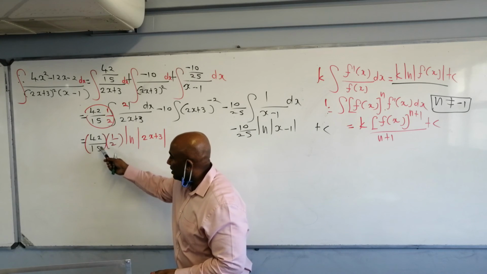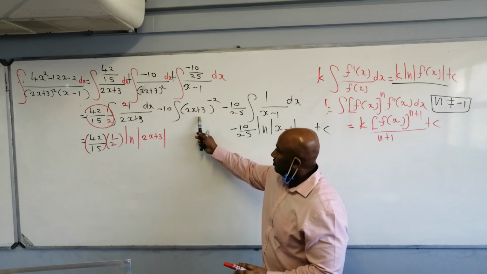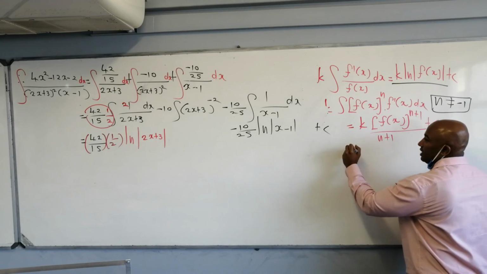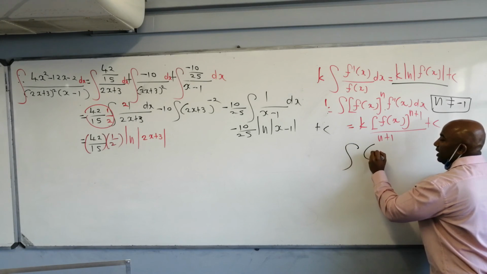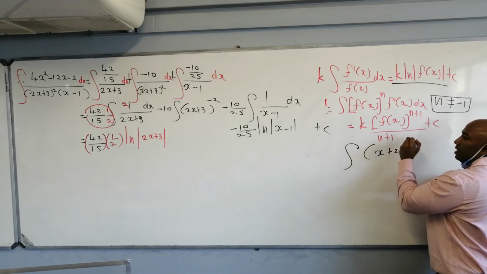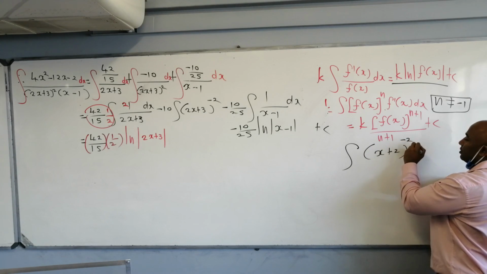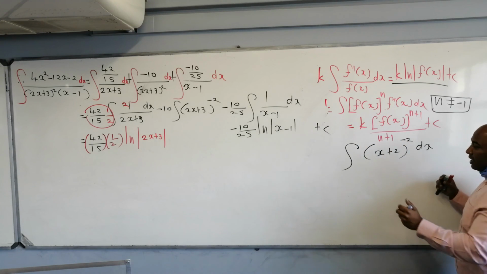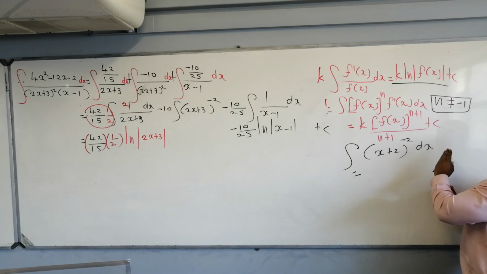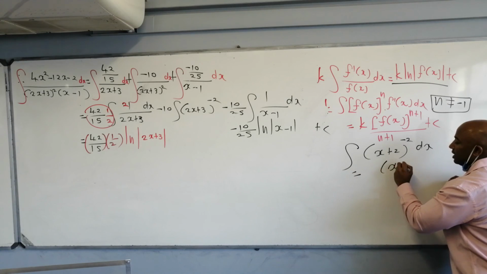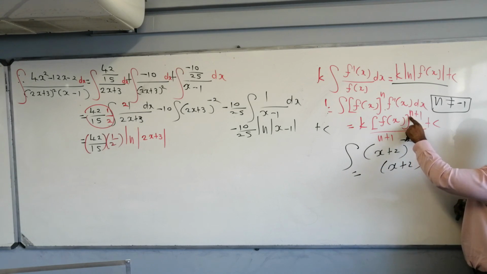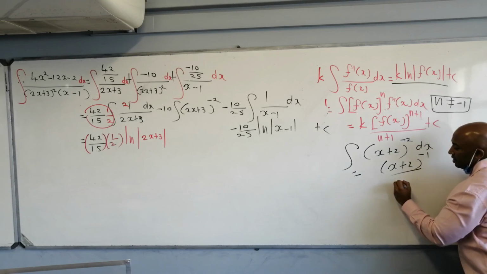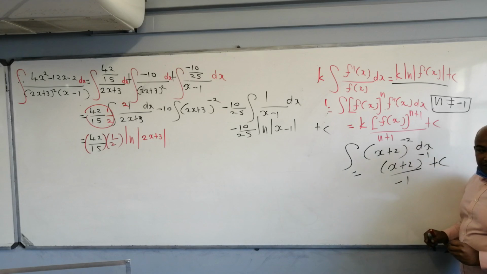Obviously you're going to work this one out. Now, what about this one? Let me show you what's happening. Let's say we had an example like this. We had something like x plus 2 to the power minus 2. This is the first type here. So I can integrate this in one step. It's going to be x plus 2 to the n plus 1, over n plus 1. So that's minus 2 plus 1 is minus 1, over minus 1, plus c.